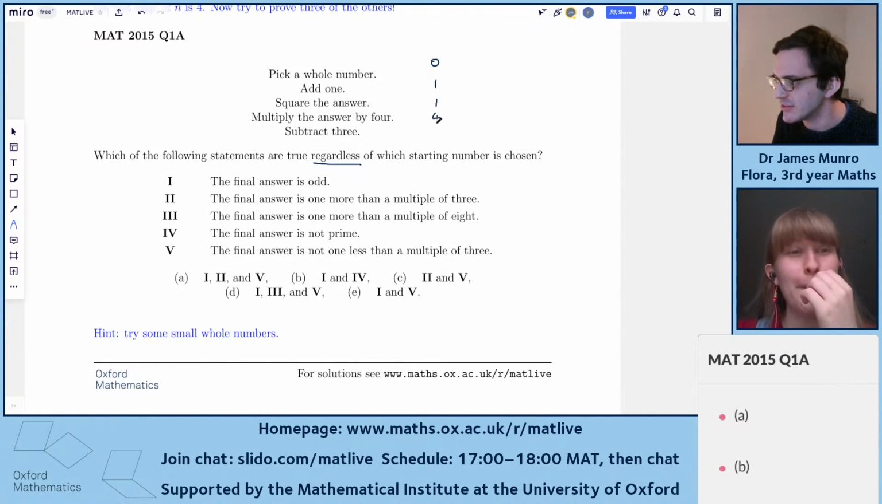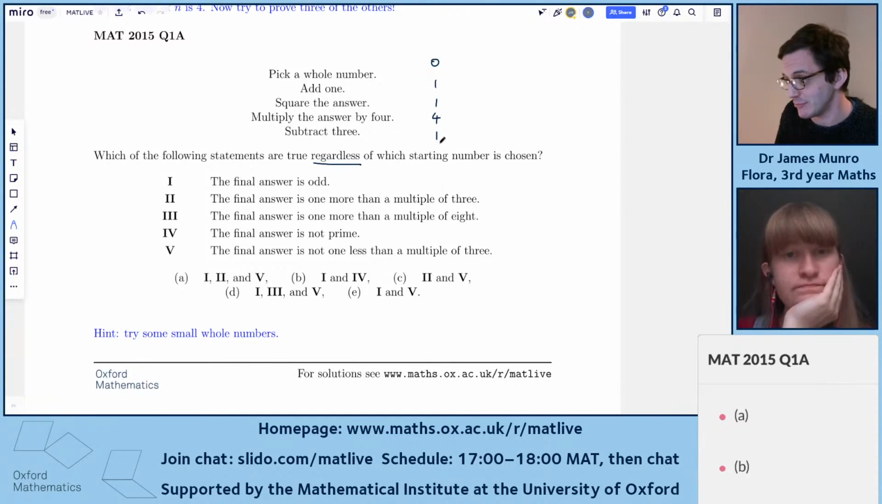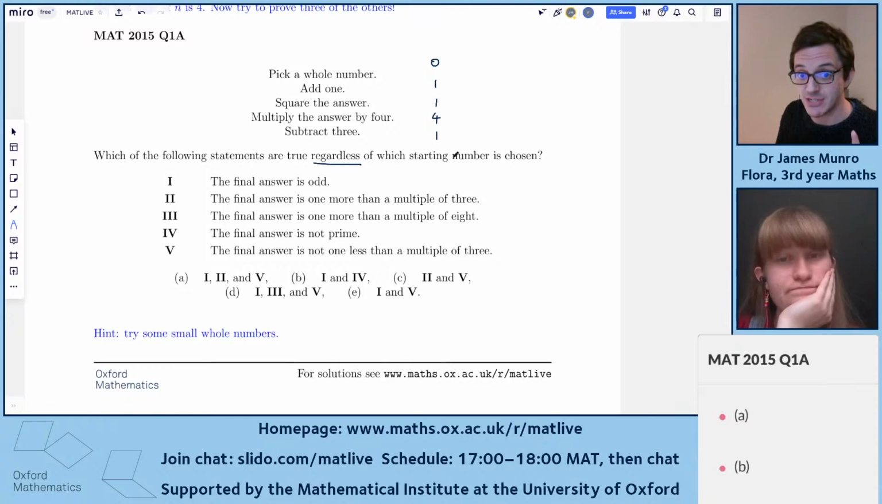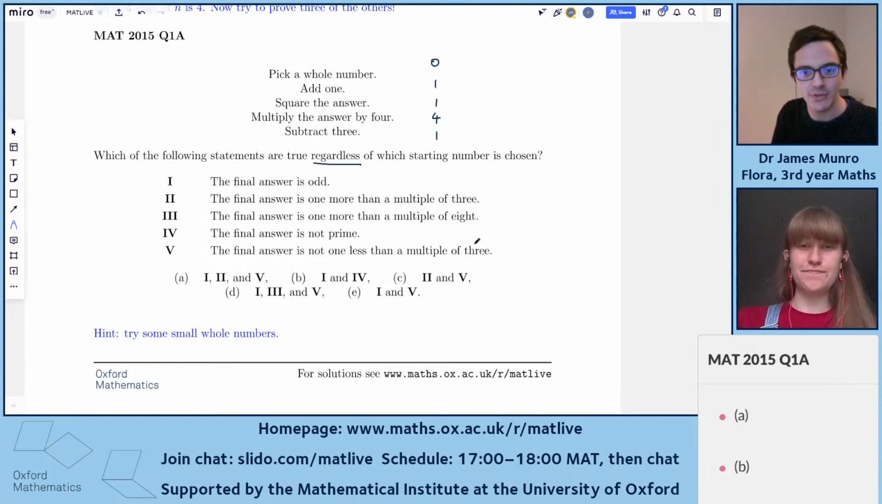Multiply by 4 and subtract 3, and I get back to 1. Okay, cool. So, quick check. Final answer is odd. It's currently true. I'm not saying that's true for all numbers, but it's true so far. Final answer is 1 more than a multiple of 3. That's true. 0 is a multiple of 3. It's 0 times 3. Yes. 1 more than a multiple of 8. That's also true. That's not prime. True. Spooky. How did they know? And it's not 1 less than a multiple of 3. That's also true. Okay, so I currently believe that all of these facts could be true.